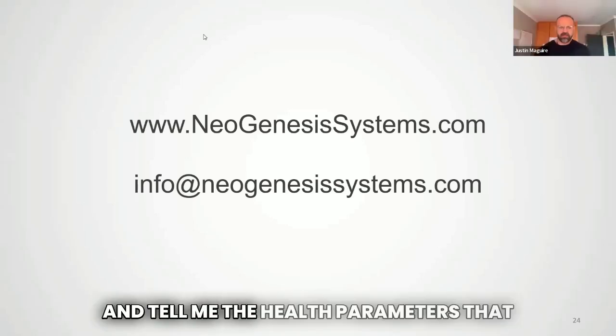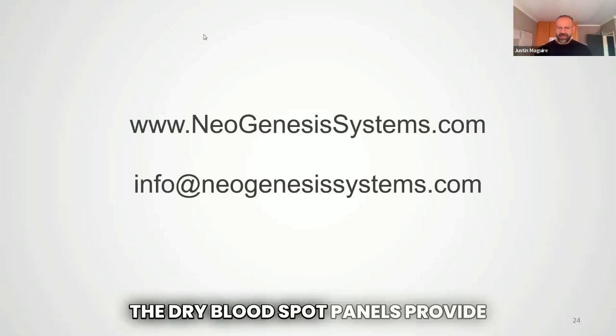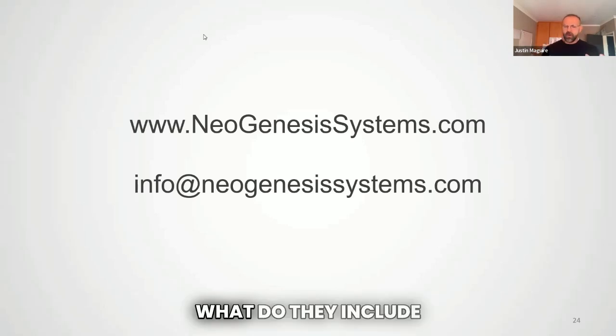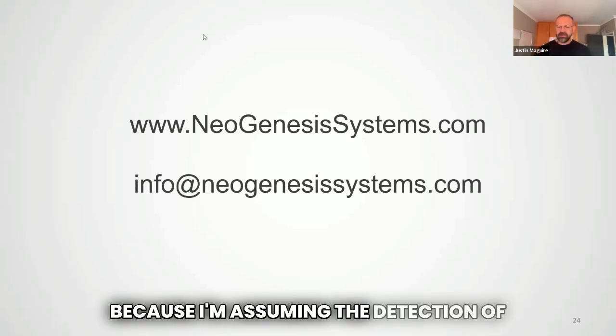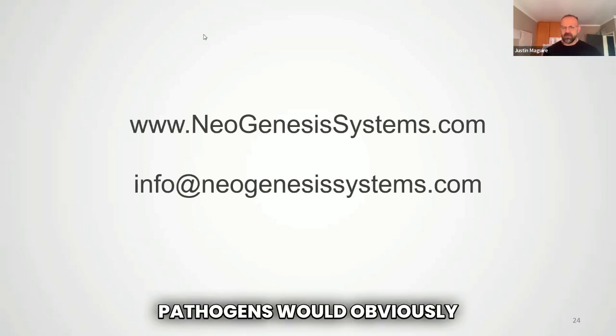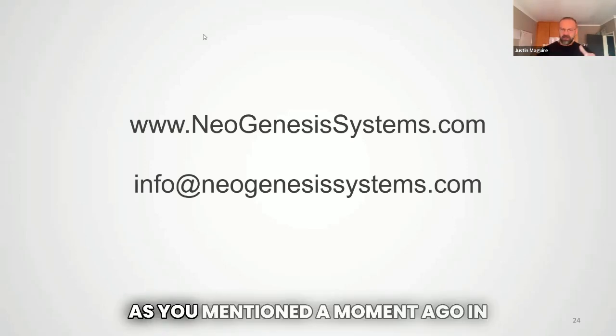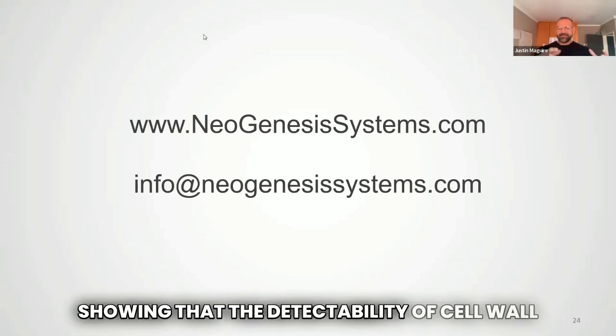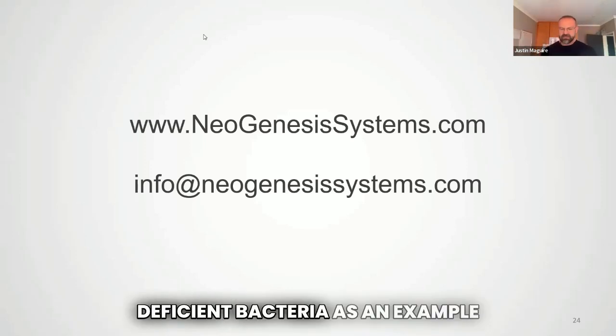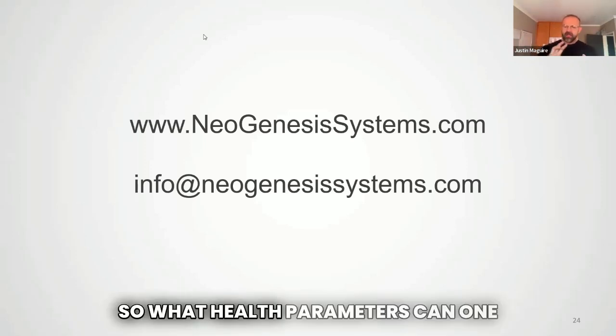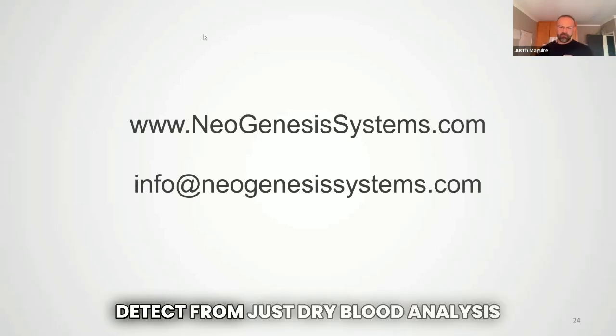Of course. And tell me the health parameters that the dry blood spot panels provide. What do they include? Because I'm assuming the detection of pathogens would obviously not be as sensitive as the dark field, as you mentioned a moment ago, in showing the detectability of, for example, cell wall deficient bacteria. So what health parameters can one detect from just dry blood analysis?